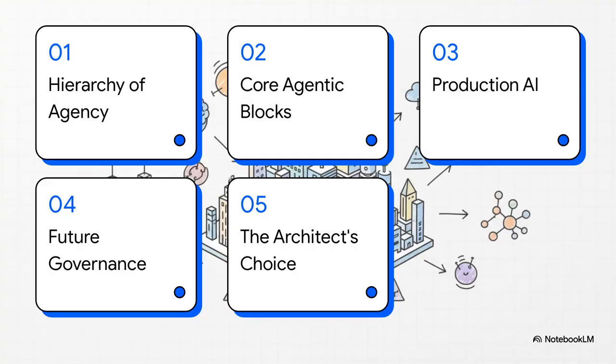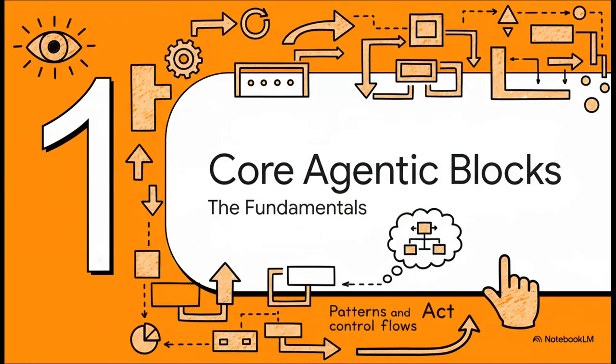So here's how we're going to break this down. First, we'll lay the foundation, the core building blocks of these agents. Then, we'll get real about what it takes to run this stuff in production. After that, we'll zoom out to look at the big picture of governance. And we'll wrap up with what I think is the most important part, the critical choices you need to make for your career. Okay, first things first.